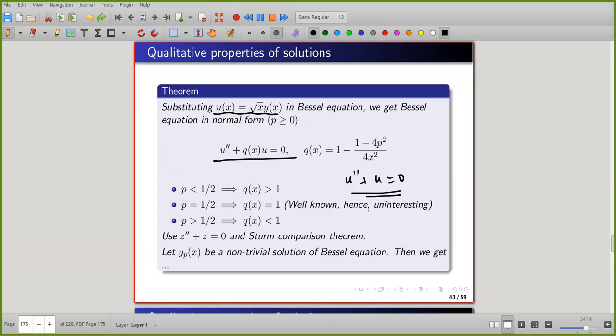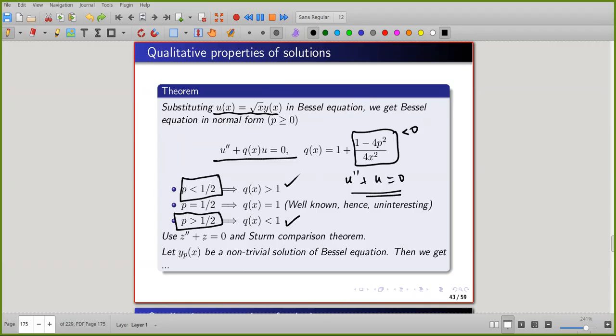I'm confused. Oh yes, because in that case, this is going to be 1. So this quantity is going to be negative. So Q of x is strictly less than 0. Right. So if p is strictly less than half, then this quantity is positive, always. So Q of x is strictly greater than 1. If p is strictly greater than half, then this quantity becomes negative. So Q of x is strictly less than 1.